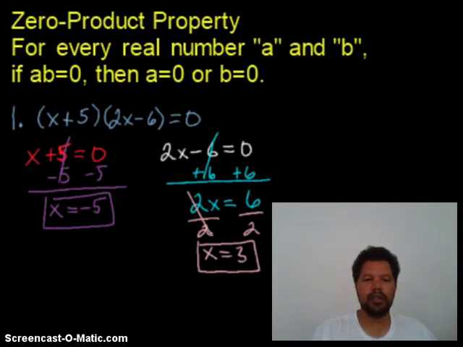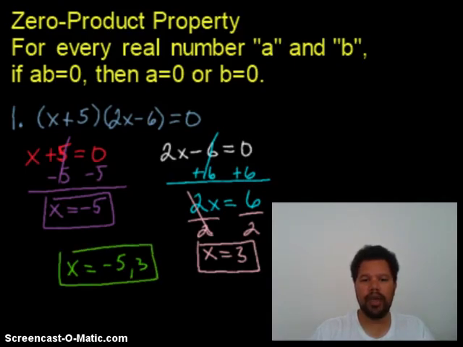And in the book, they'll usually write the answers together as negative 5 comma 3. Please don't confuse this with an ordered pair. This is just saying that there are two x values. So it would be x equals negative 5 or x equals 3. So you could write it separately like I did here, or as the book writes it, x equals negative 5 comma 3.